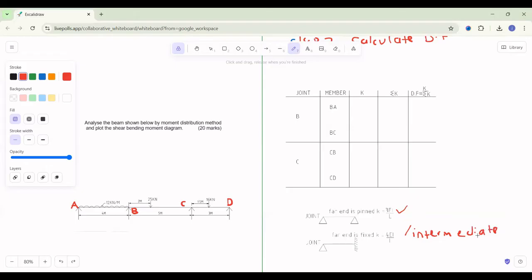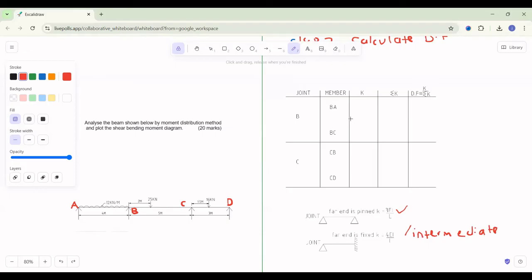Also treated as a fixed support. So we are going to have 4EI over L. Again, if you are at C, CD will be 4EI over L and CD will be 3EI over L. Let me go straight to the working. So here we have said it is 3EI over L.